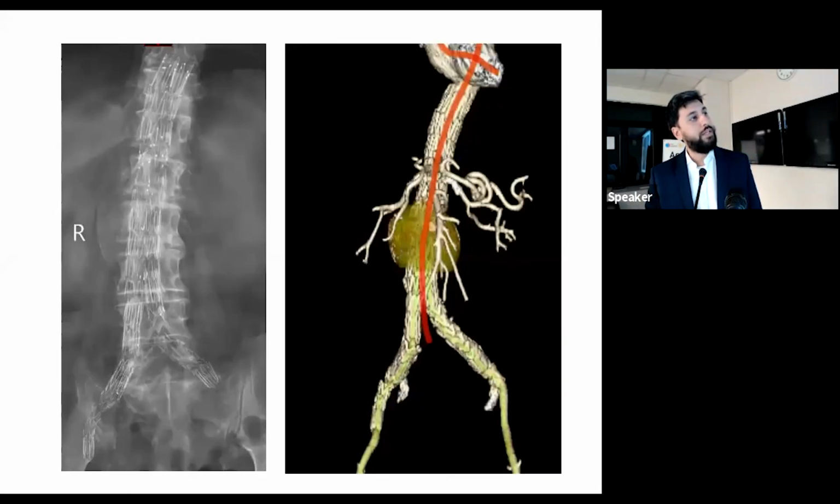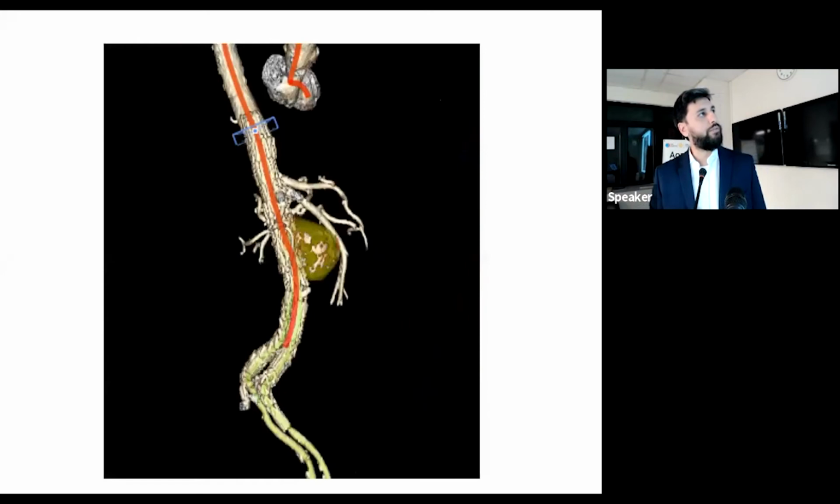This is the end result here. So you can see that aneurysm has been successfully excluded. The branches are all patent. There was a little bit of difficulty I think cannulating the right renal artery, which you saw there, was slightly stenosed as well, but it was all fine in the end.